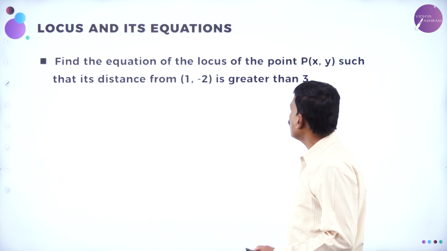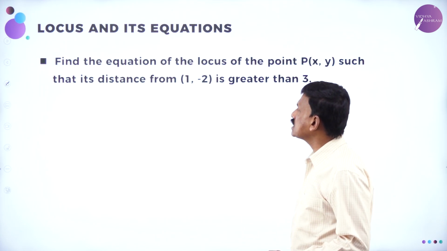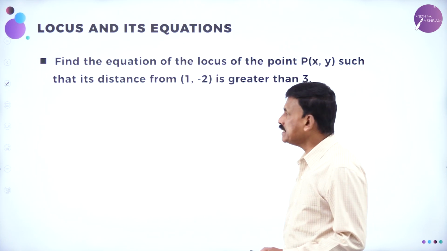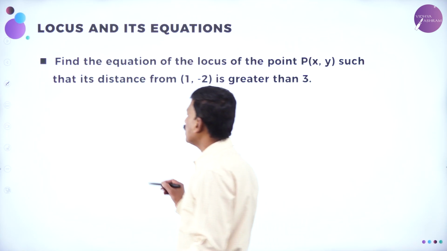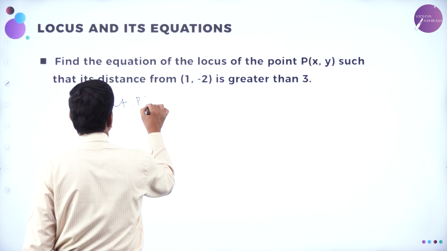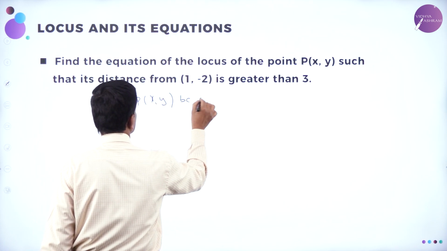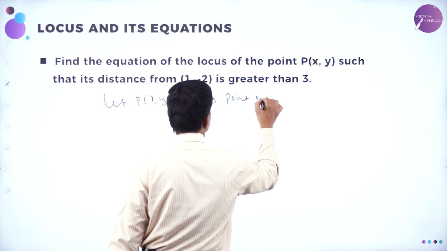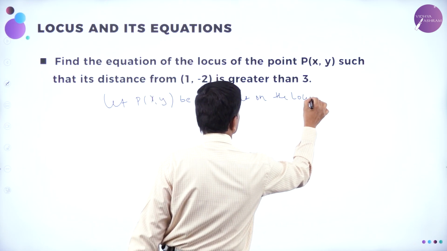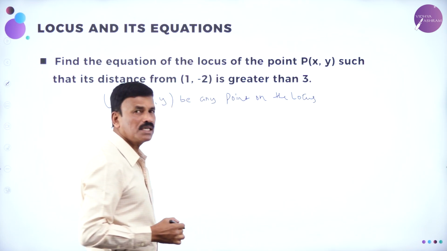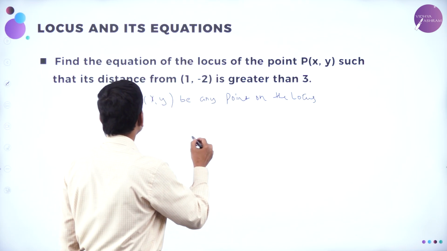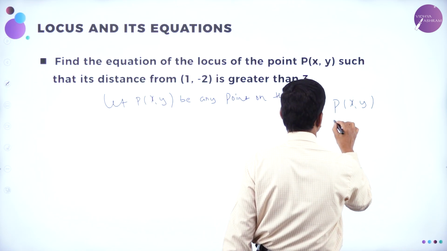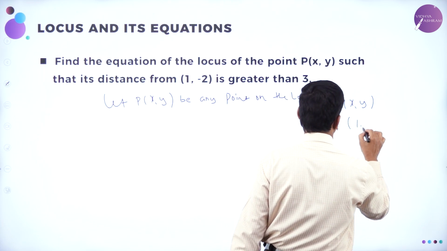Now find the equation of the locus of the point P(x, y) such that its distance from (1, minus 2) is greater than 3. The distance is greater than 3. Okay, now as usual, write down: let P(x, y) be any point on the locus. Let us take this as P(x, y) and another point A. What is A? A is equal to (1, minus 2).